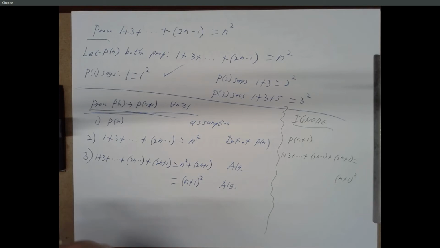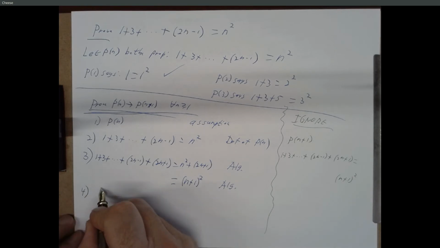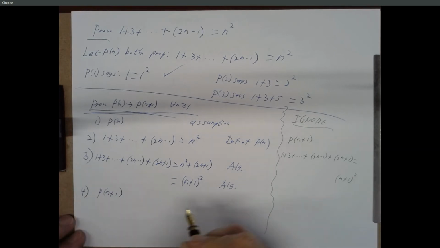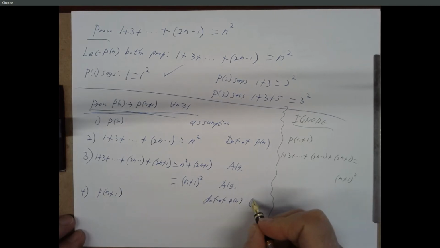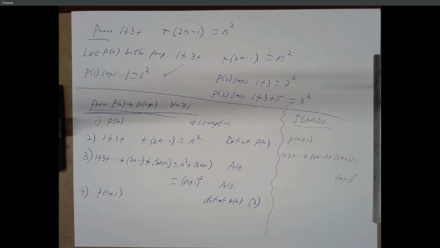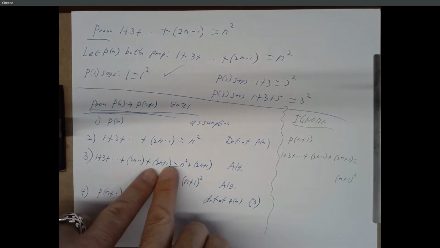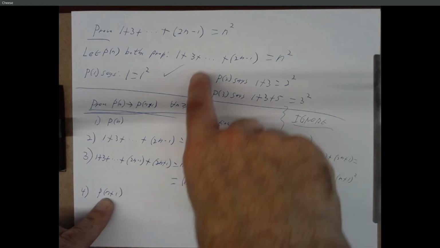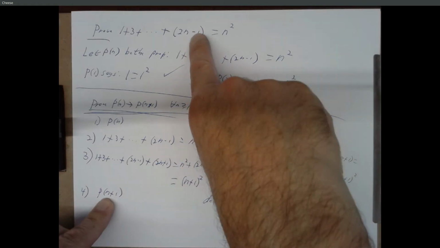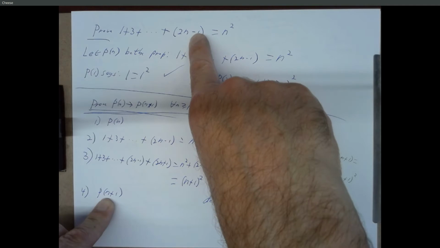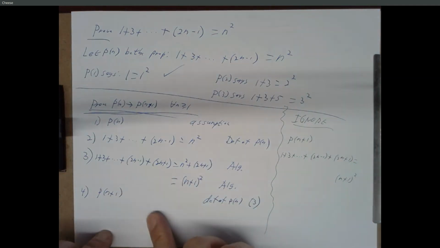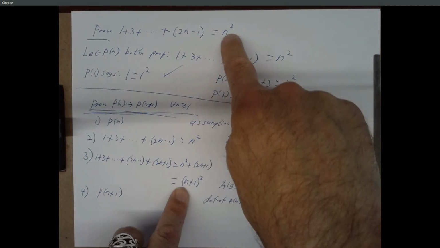And now you can say P of n plus 1. That's the definition of P of n applied to step 3. Because P of n plus 1 says add up the odd numbers up to 2n plus 1, or 2 times n plus 1 minus 1, which is 2n plus 2 minus 1. That's 2n plus 1, and that's equal to n plus 1 squared.